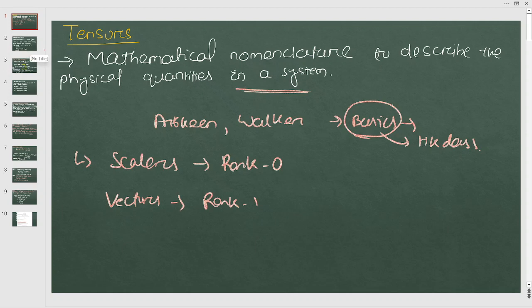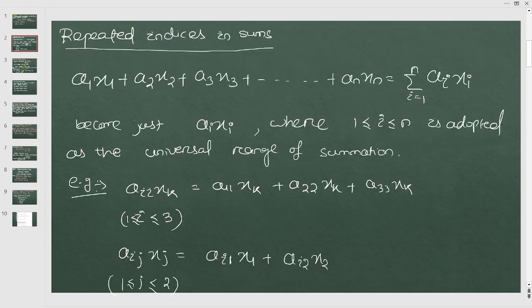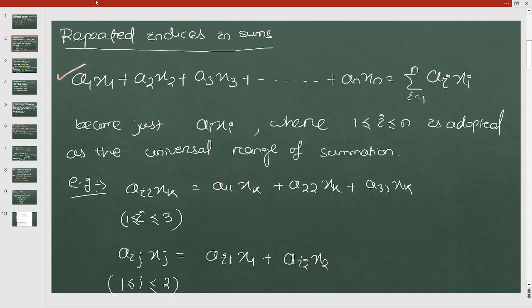Before starting tensors, you have to know a few things. This class would be referred to as the pre-tensor prerequisites. Basically we are going to discuss repeated indices. So what do repeated indices in tensors represent?